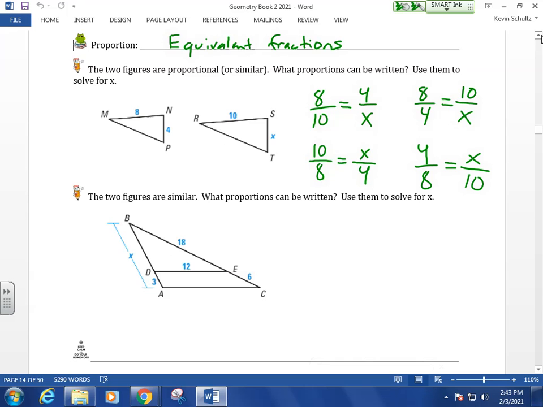And the reason why these are all the same thing, and if we use cross products to solve these, we'll get the same answer for every single one, is that notice in all four of these, look at the position of particularly the 4 and the 10. They're always diagonal. So no matter how we set this up, using cross products to solve this, we're going to be multiplying 4 and 10 and then dividing that by 8 every single time. That's how we know it works.